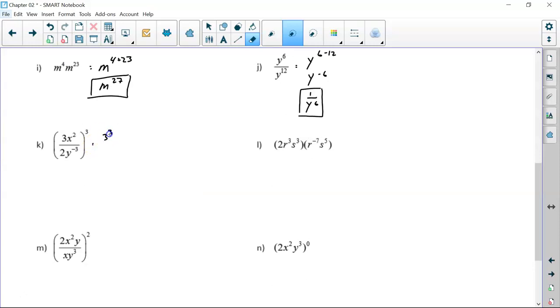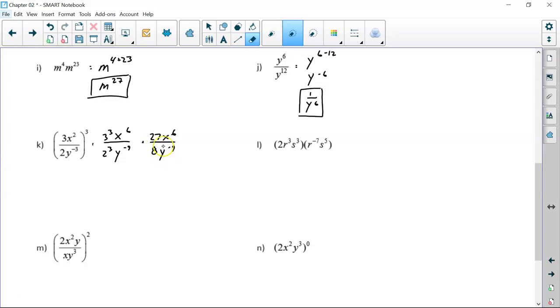For part K, we're going to cube everything first. So it's 3 cubed, x, power to a power we multiply, and 2 times 3 is 6, over 2 to the third, y, negative 3 times 3 is negative 9. So 3 to the third, 3 times 3 times 3 is 27, x to the sixth, over 2 to the third, which is 8, y to the negative 9.